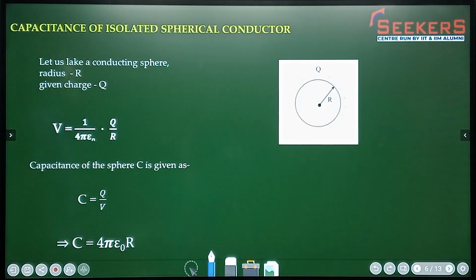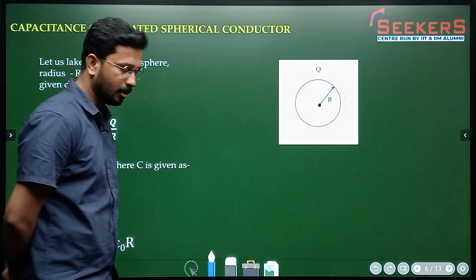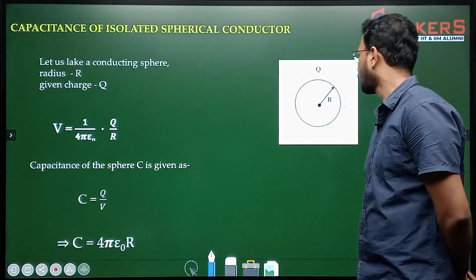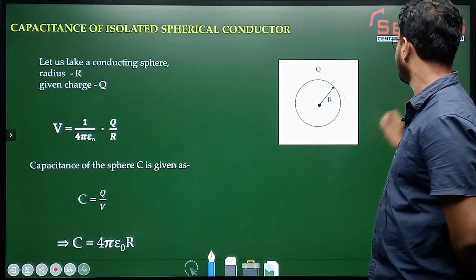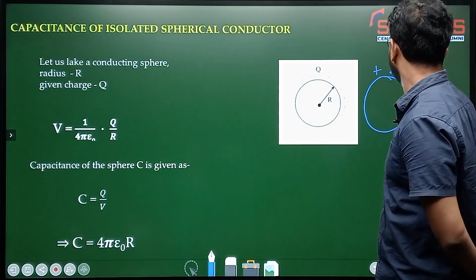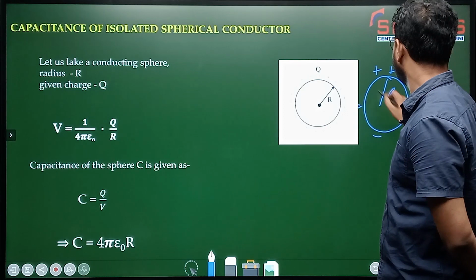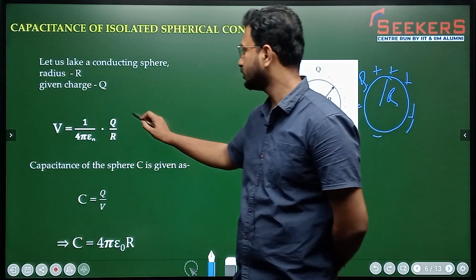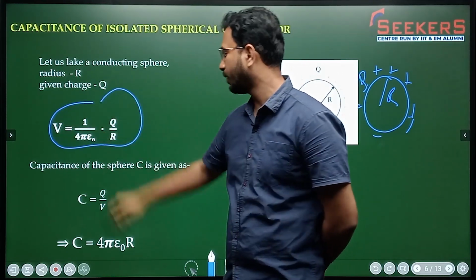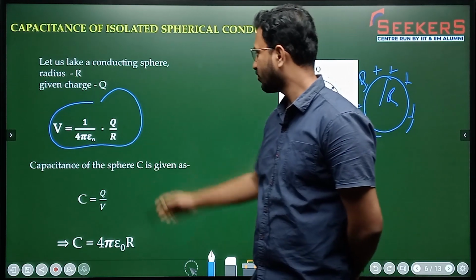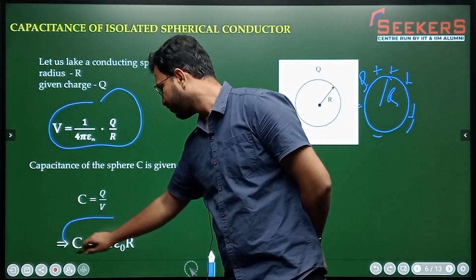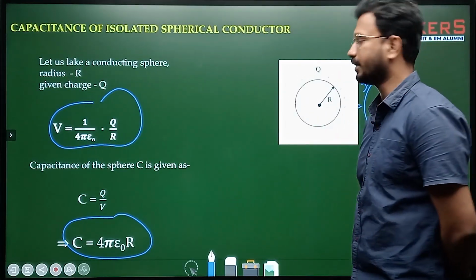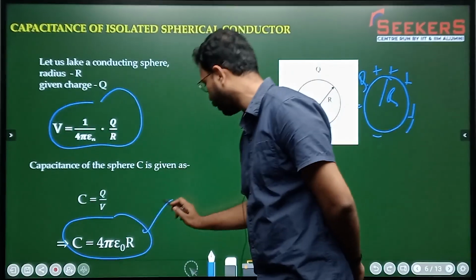Next one is capacitance of a spherical conductor. If you have a spherical conductor, what will be its capacitance? For example, we have a sphere on which plus Q charge is distributed, radius is R, charge is Q. We know that the potential of this conductor will be 1 by 4 pi epsilon naught times Q by R, and C is Q by V. So if we calculate Q by V, it becomes C equals 4 pi epsilon naught R. This is the capacitance of an isolated spherical conductor, 4 pi epsilon naught R. Remember this formula, very important.